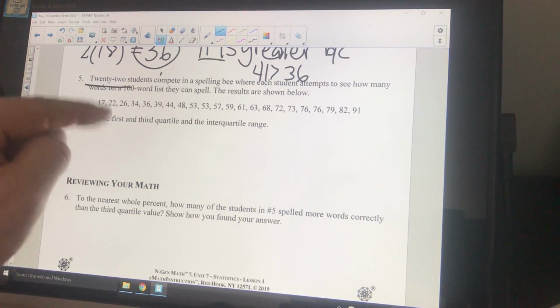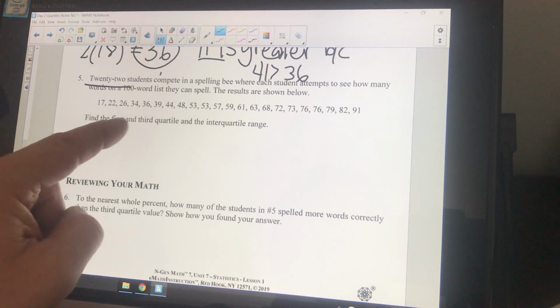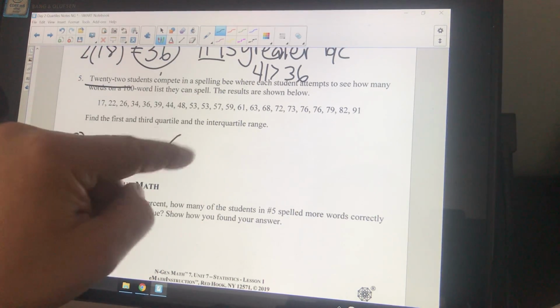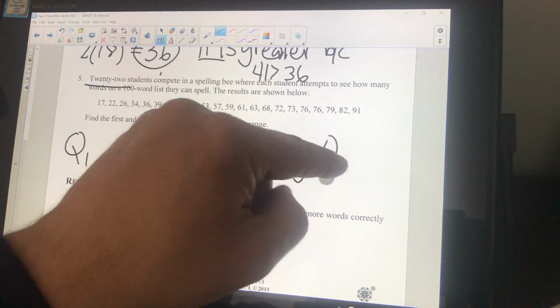22 students, so I know how many could be on here. 22 students complete a spelling bee where each student attempts to see how many words on a 100-word list they can spell. Okay? Wow, 91 words out of 100. That's great. As the results are shown below. Find the first and third quartile and the interquartile range. Q1, Q3, Q3 minus Q1.